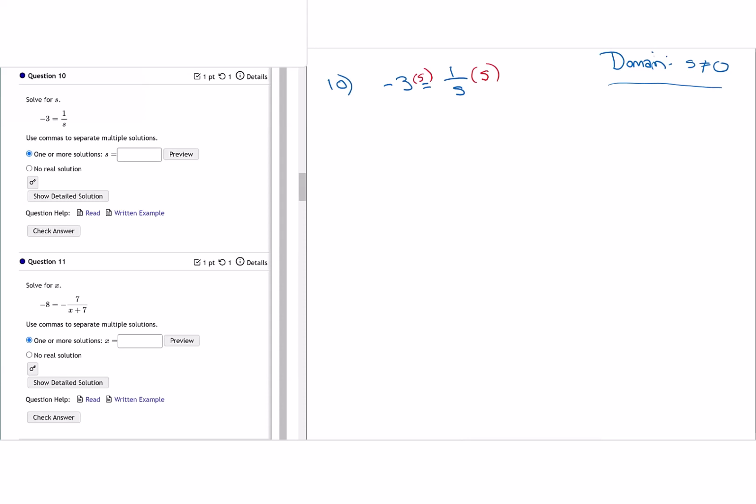And I end up with minus 3S equals S over S is 1. These cancel. Now, again, I'm solving for S. I divide both sides by -3. These cancel, and I get S equals -1/3. And that's my solution.